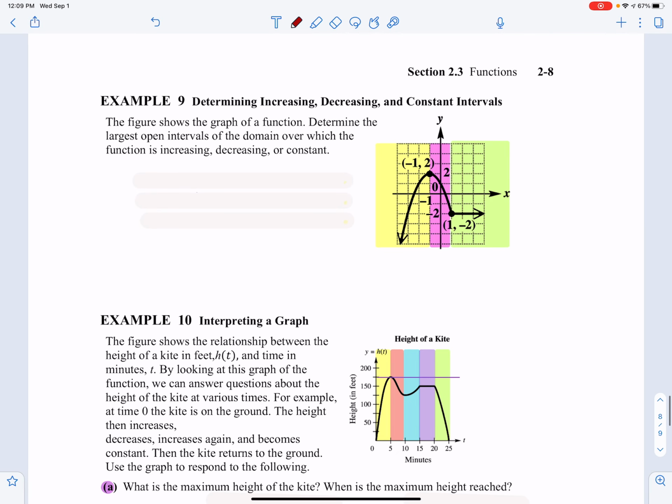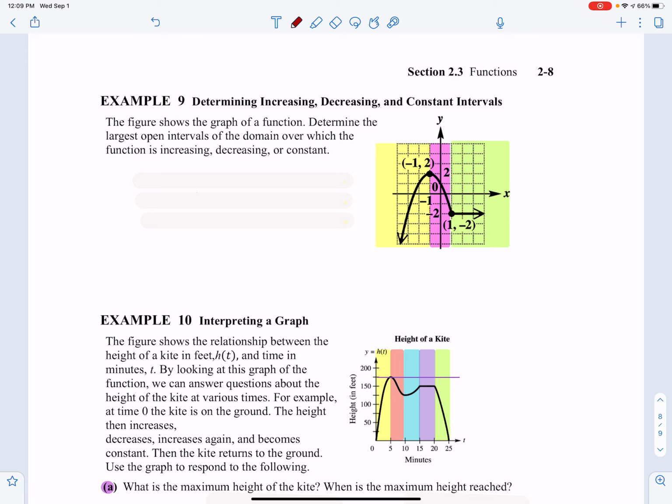All right, so what I have here, notice that the figure shows a graph. Yours is probably not colored. I went ahead and put some colored boxes on my graph. The figure shows the graph. Determine the largest open intervals of the domain over which the function is increasing, decreasing, or constant. So we're looking for where is it increasing, where is it decreasing, where is it constant.